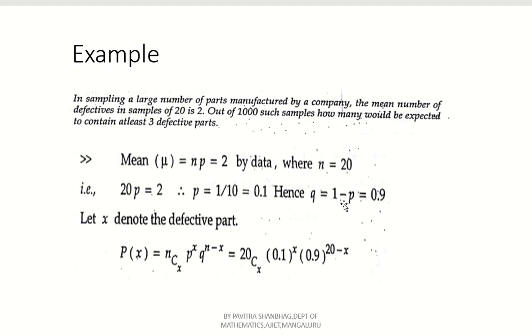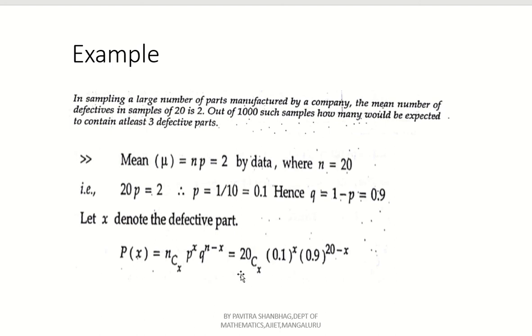Q equal to 1 minus P, that is 1 minus 0.1, that is 0.9. Okay, now first mention what is X we are choosing. Let X represent the defective item or defective sample. So what is the probability function? P of x equal to nCx, P power x, Q power n minus x, right? Which is equal to what?